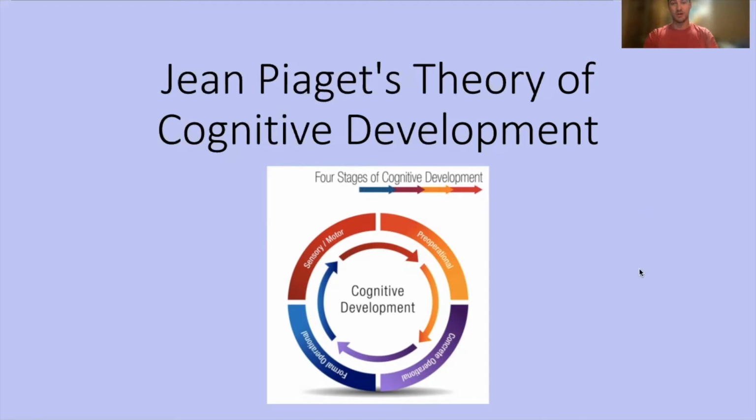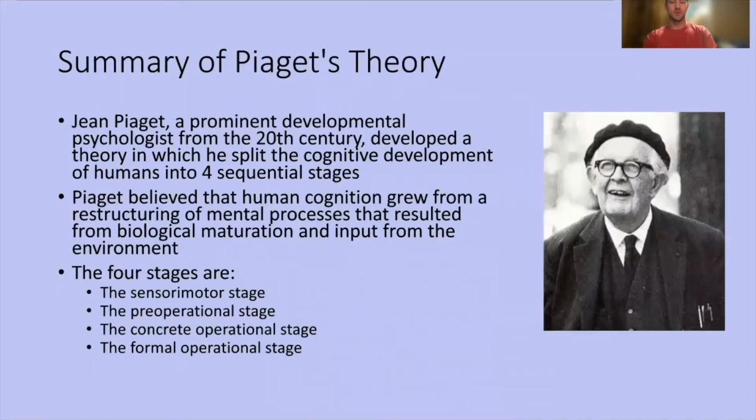We're going to start with Jean Piaget's theory of cognitive development. Jean Piaget was a prominent developmental psychologist from the 20th century, and he developed a theory in which he split the cognitive development of humans into 4 sequential stages. Piaget believed that human cognition grew from a restructuring of mental processes that resulted from biological maturation and input from the environment. So he didn't believe that small humans were just little humans that thought the exact same way that adults did with less knowledge.